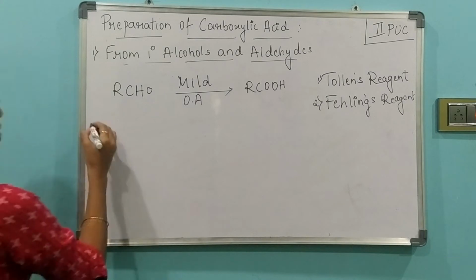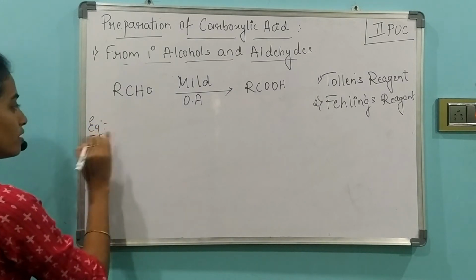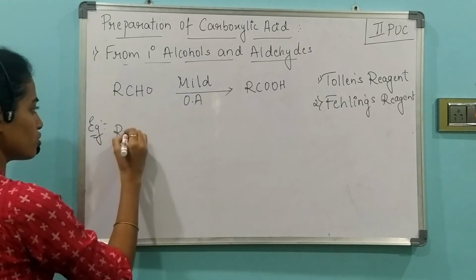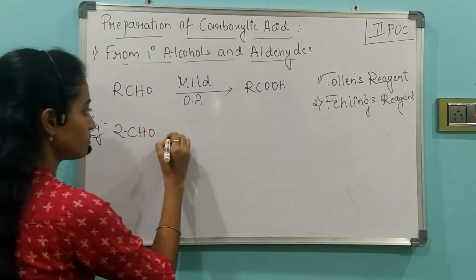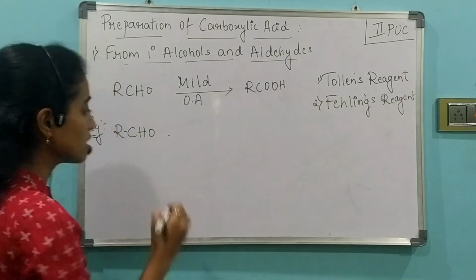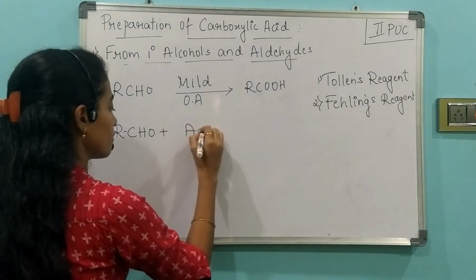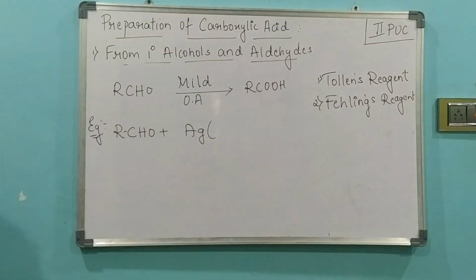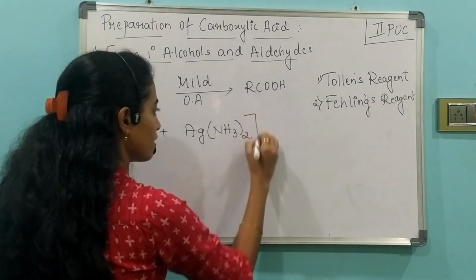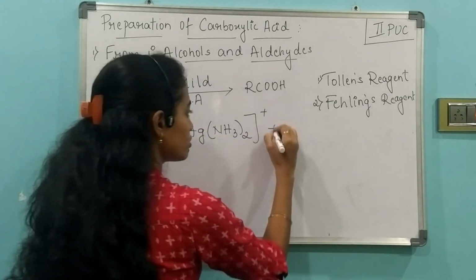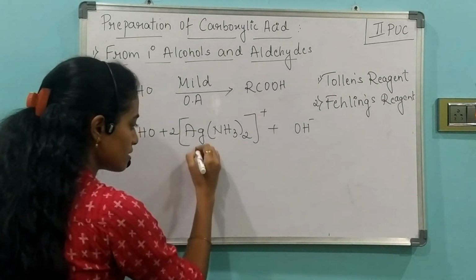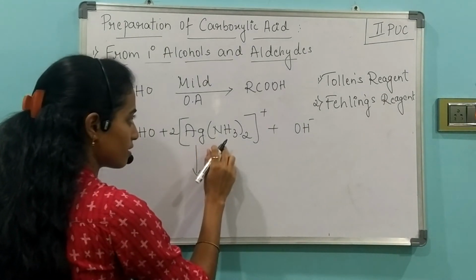So let me take an example and solve it. By using the Tollens reagent, let me convert the aldehyde into the carboxylic acid. So what is Tollens reagent? It is an ammoniacal silver nitrate solution, and you have to take the freshly prepared Tollens reagent. So it is ammoniacal silver nitrate solution, 2 moles, and the reaction is taking place in the basic medium.